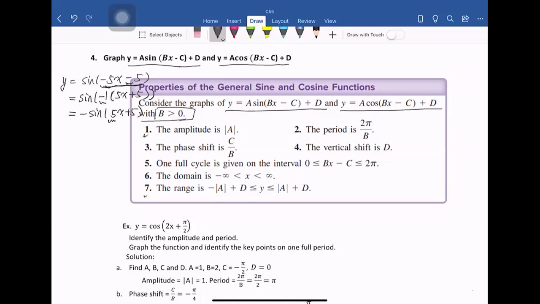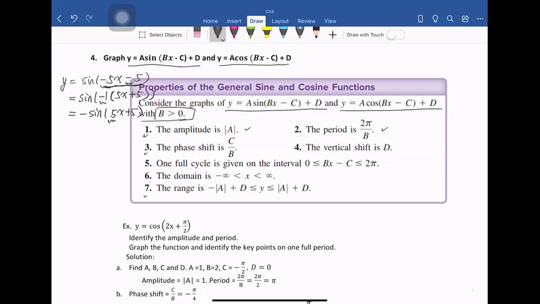The first one, the amplitude is the absolute value of a. We have learned this. The period is 2 pi over b. We have learned this. Number 3, the phase shift is c over b. The phase shift means the graph will move horizontally.